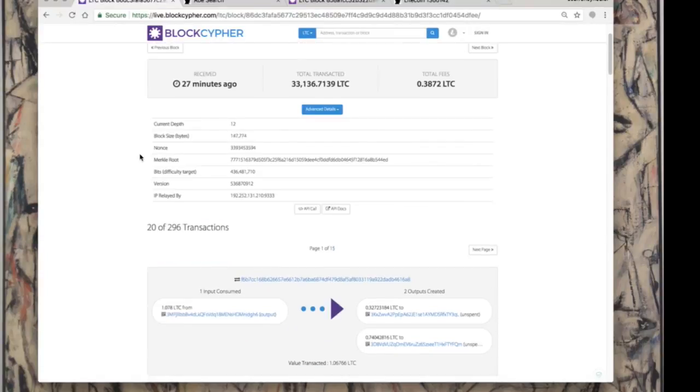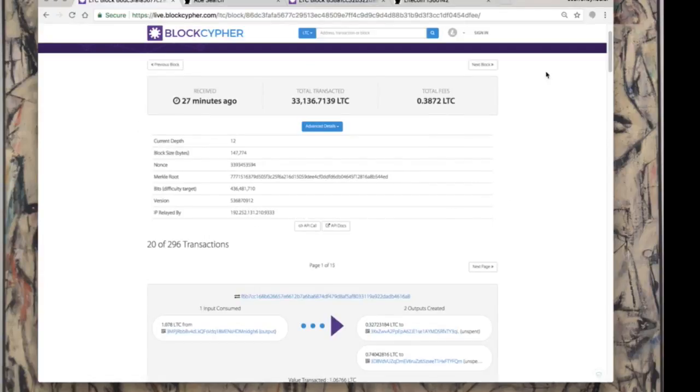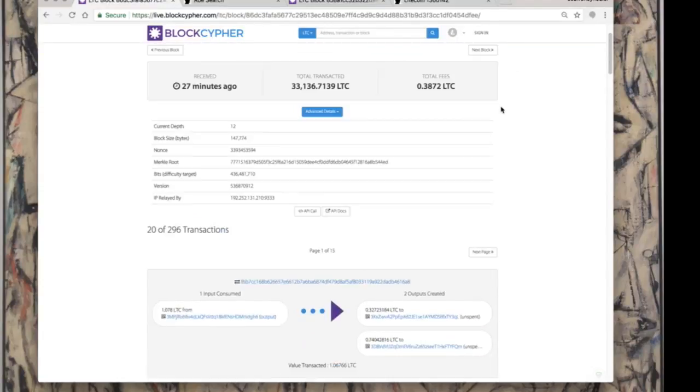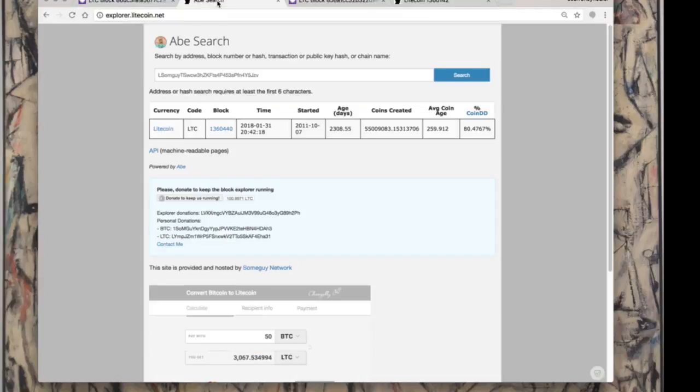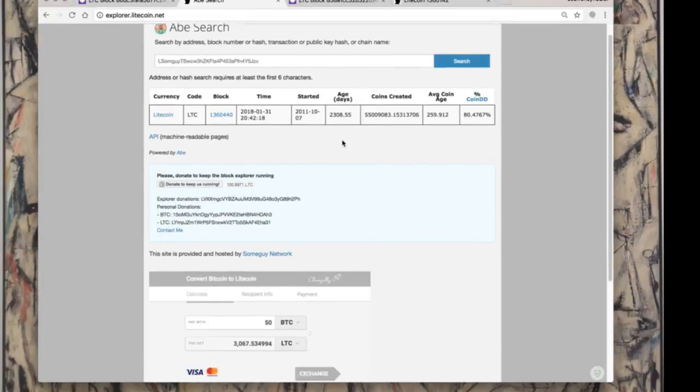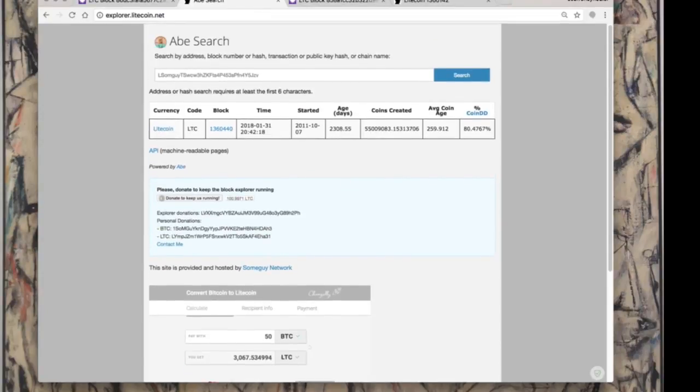And so yeah, hopefully this gives you a good breakdown of how Blockcypher chooses to present its information. But let's go briefly to explorer.litecoin.net. This is actually what some old school Litecoiner created, this block explorer, and let's break it down real quick.